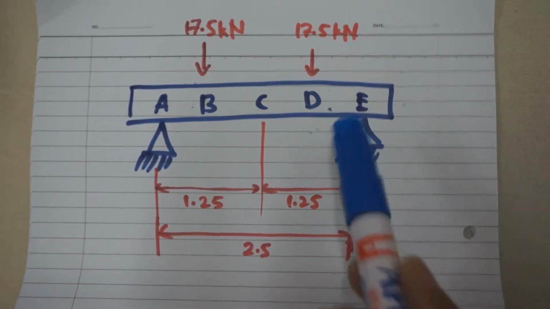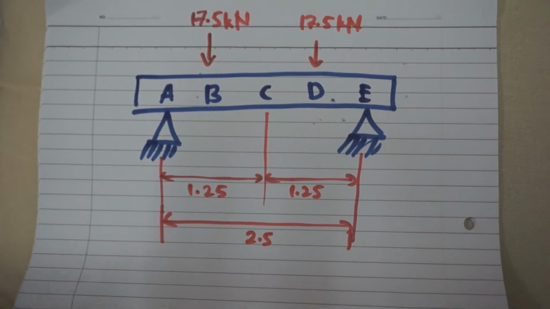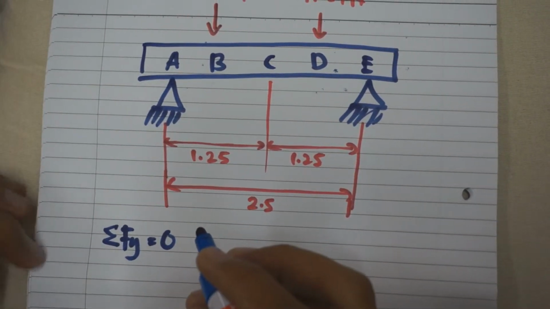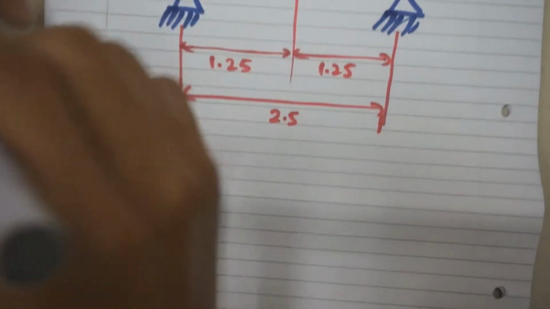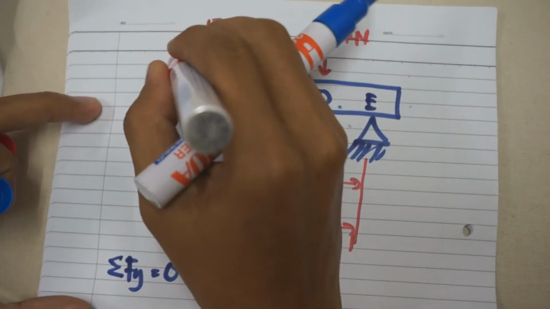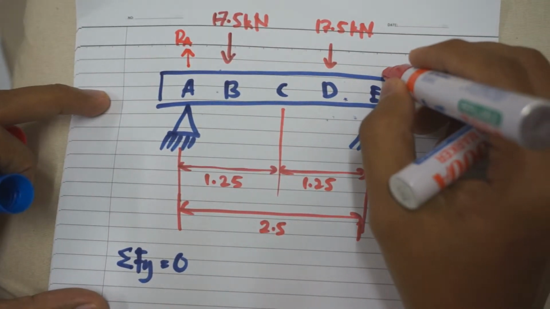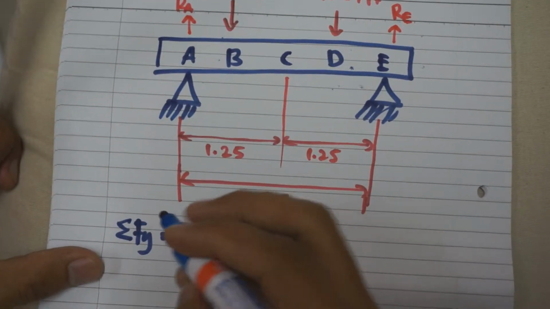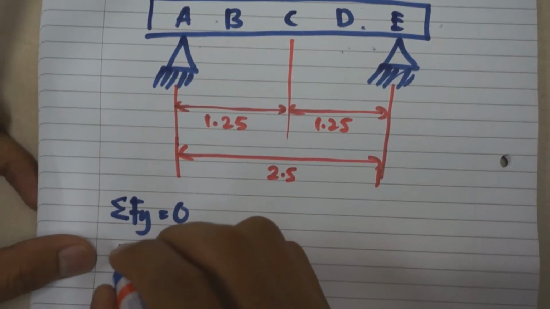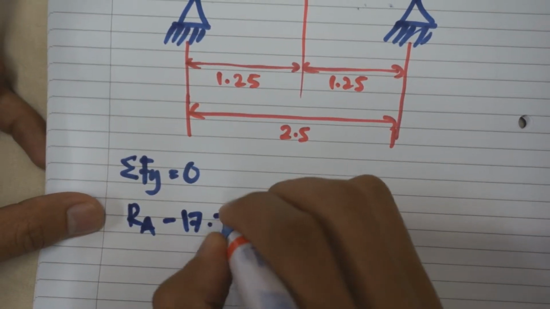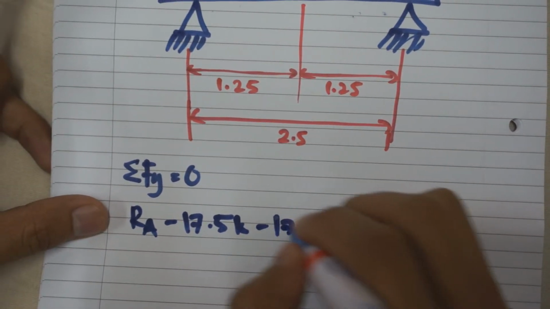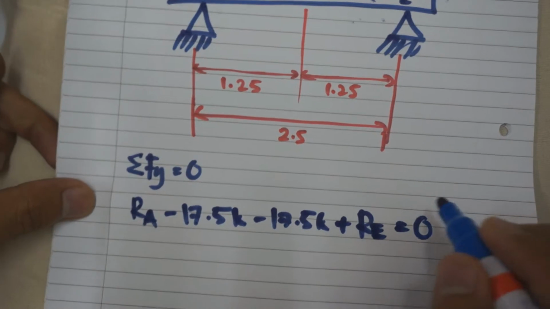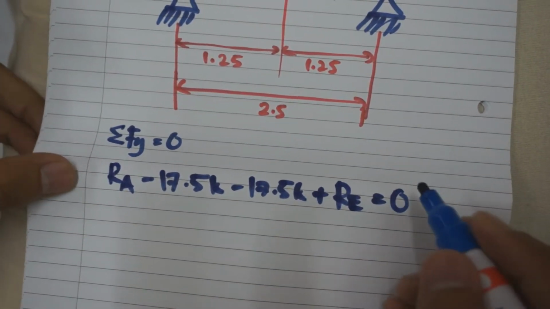Okay. From the example, first we have to find the summation of forces in the y-axis. Summation of Fy equals 0. From this beam, we just have the reaction at A, which is moving upward, and at E. So the summation of Fy is Ra minus 17.5k minus 17.5k plus Re equals 0. So we have to find Ra and Re. First, we simplify this equation.